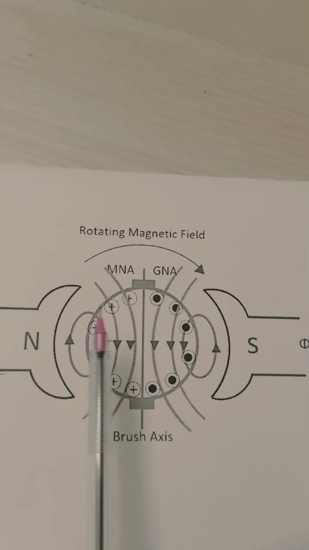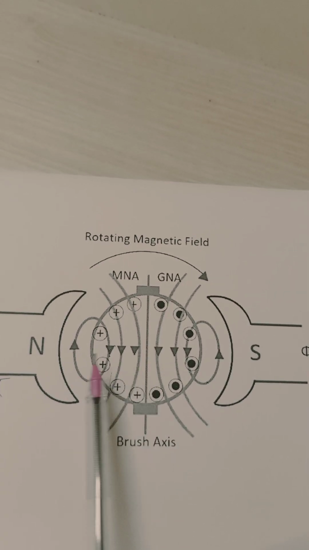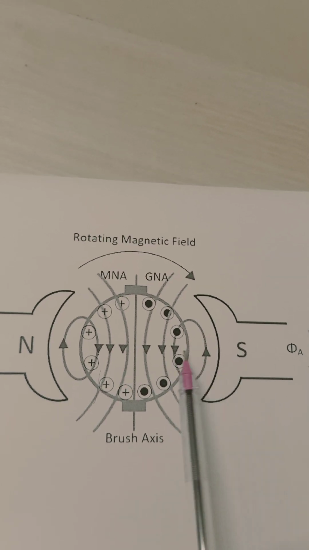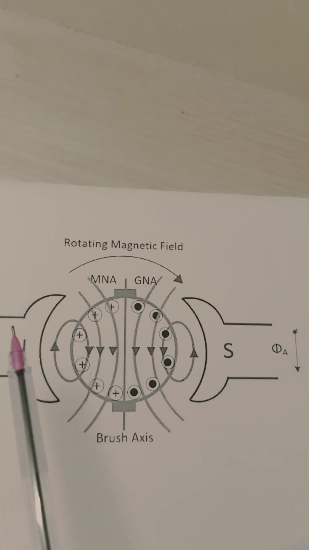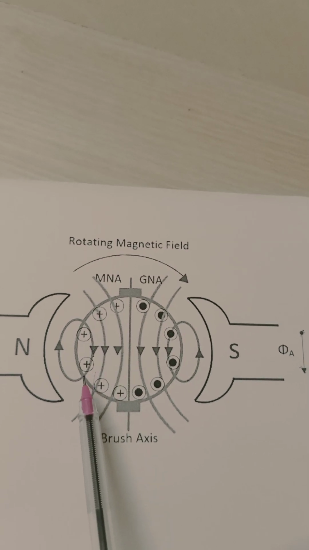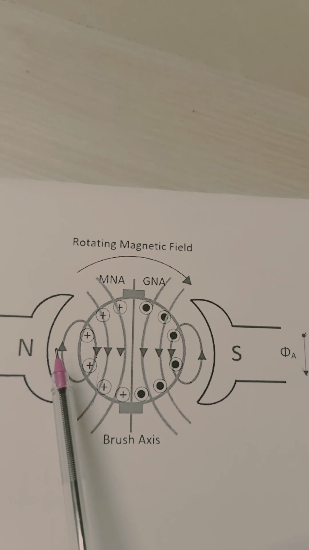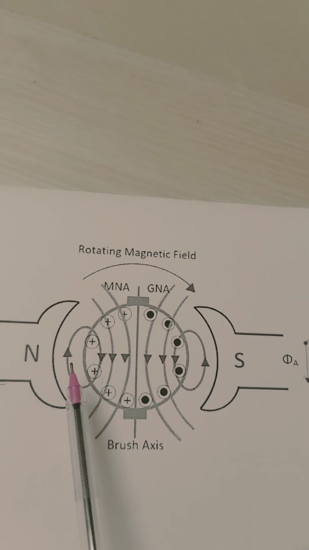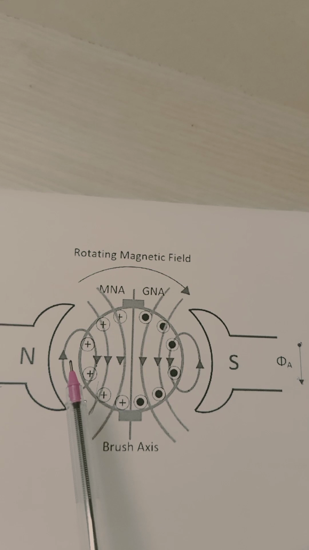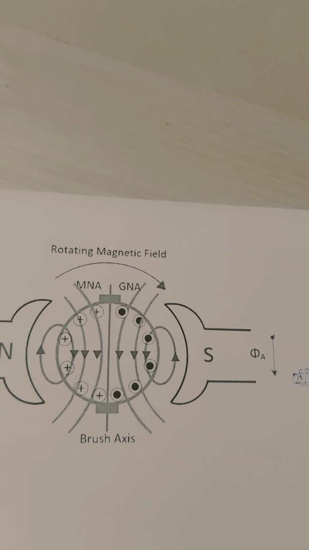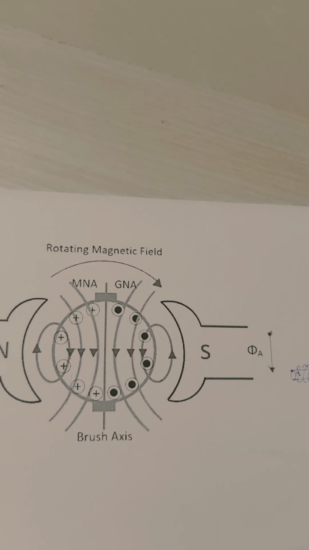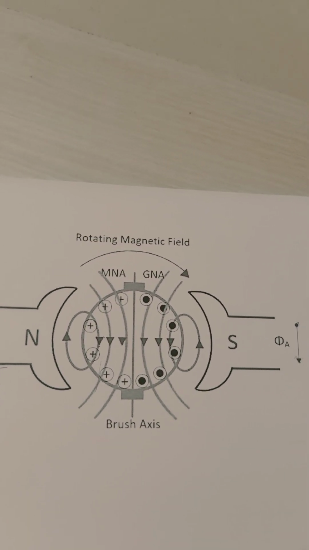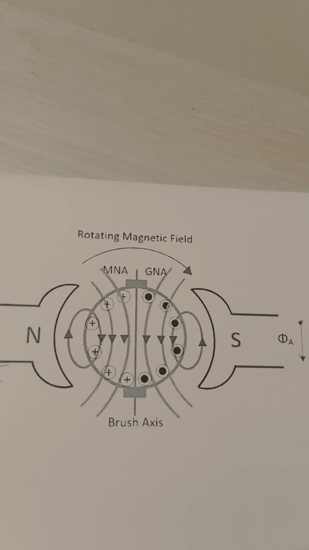See here, these are the conductors lying under the North Pole and these are the conductors lying under the South Pole. If you observe the direction of current flow under the North Pole, let us know how this direction of current is given. The direction of current which is induced in the conductor is given by Fleming's right hand rule.